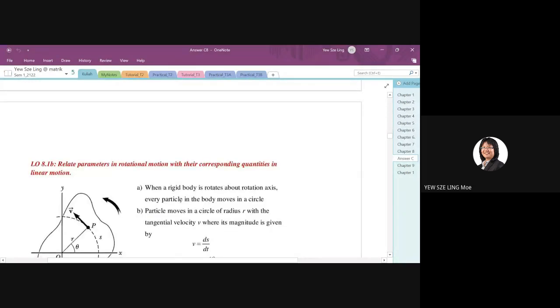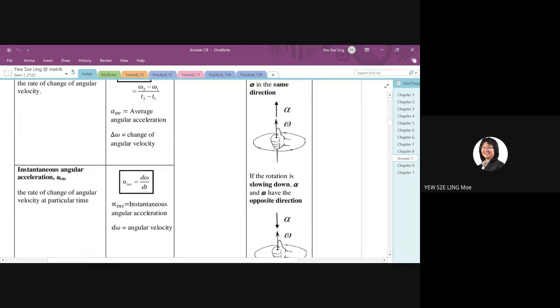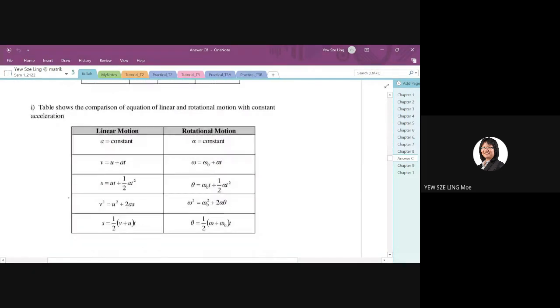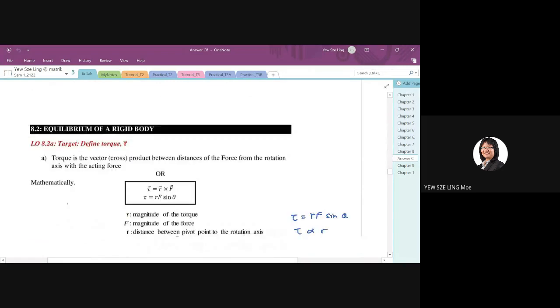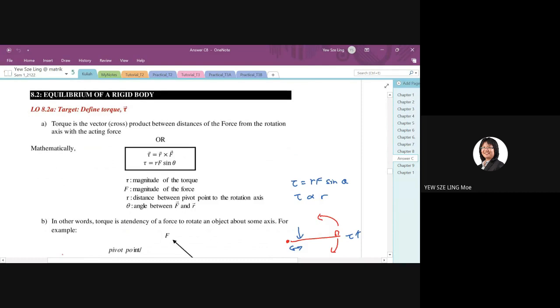First subtopic is about the terms that you need to know: all these angular accelerations, angular velocity, and angular displacement. And then second subtopic, we have a new term called torque. So torque is the main focus for today's lesson. We are going to see how to calculate torque.